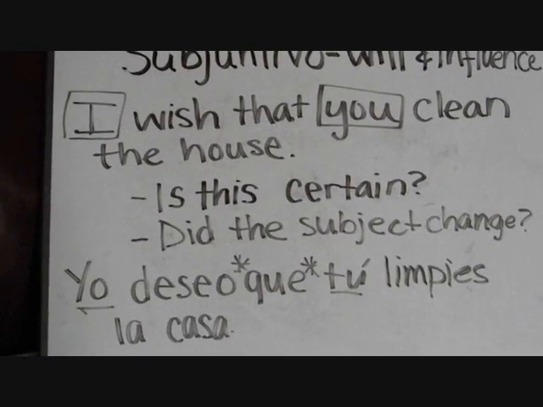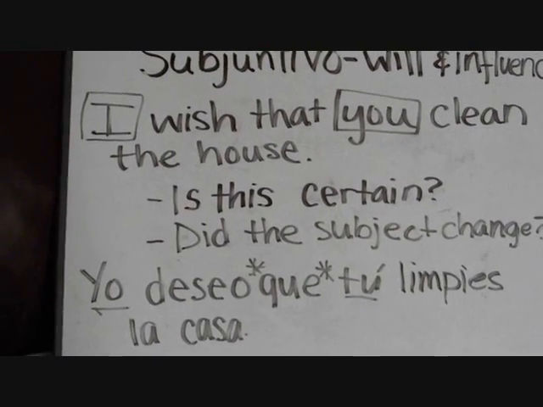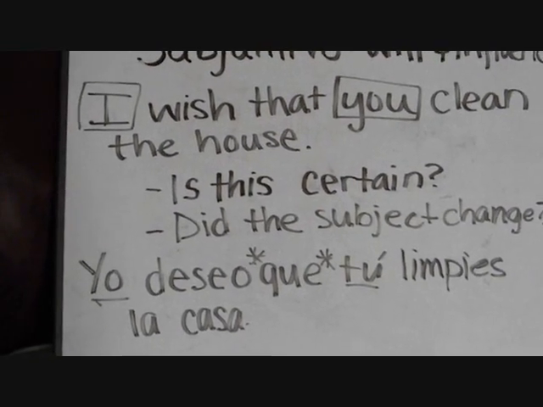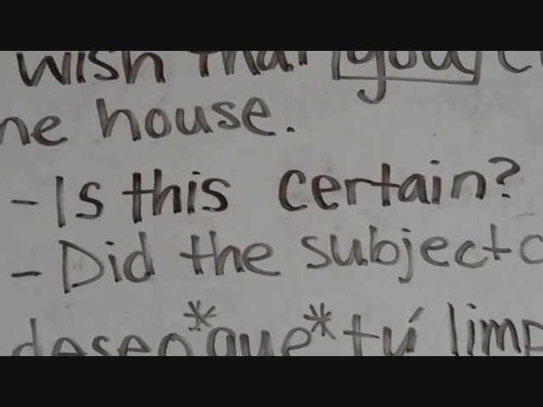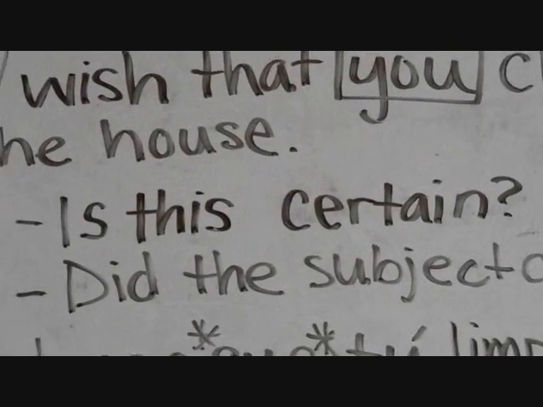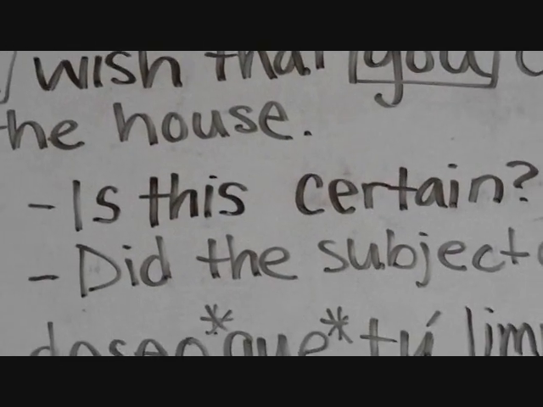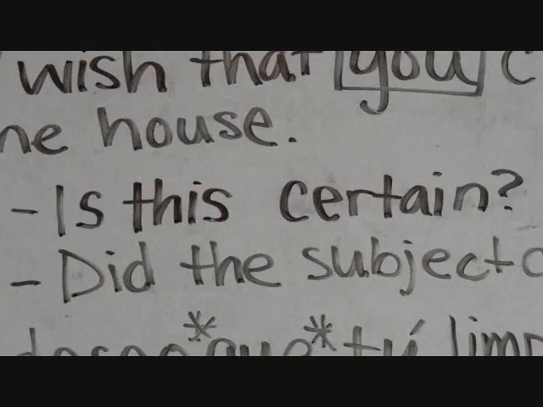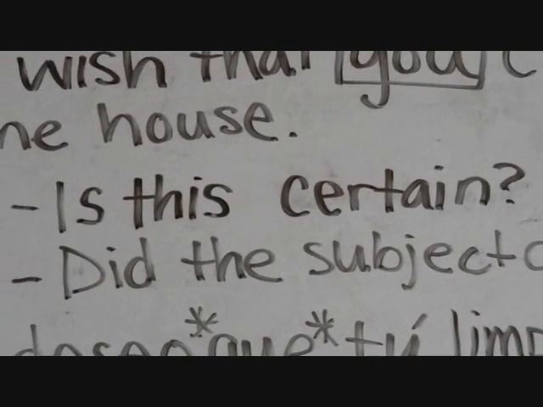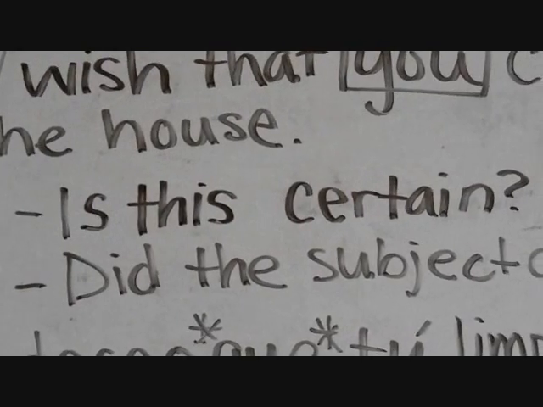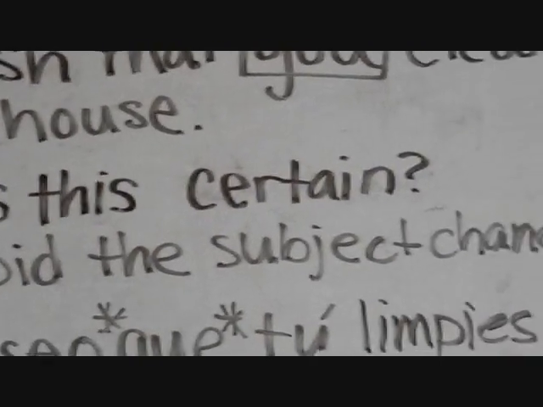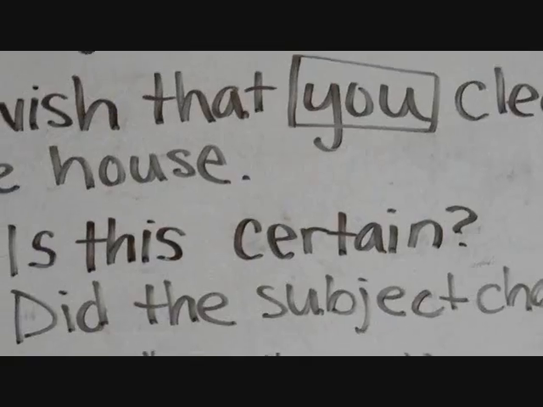Okay, so the first thing I want you to do when you see a sentence that you think might be in the subjunctive is ask yourself two questions. Primero, is this certain? Is this a fact? We talked about the indicative tense always referring to when the speaker believes that what they are saying or what has happened is a fact. So that is the first question. And the second question is, did the subject of the sentence change?